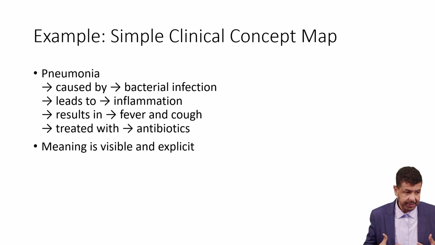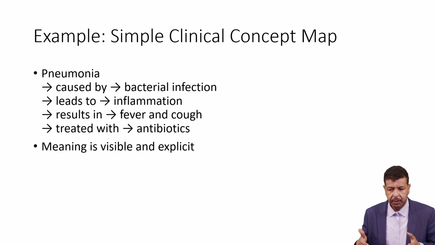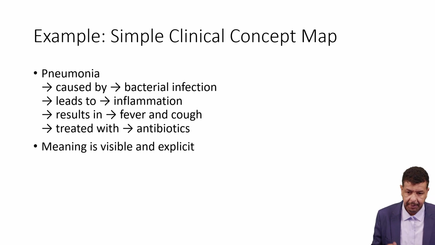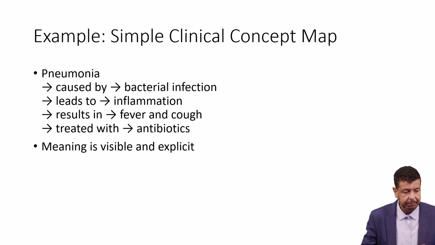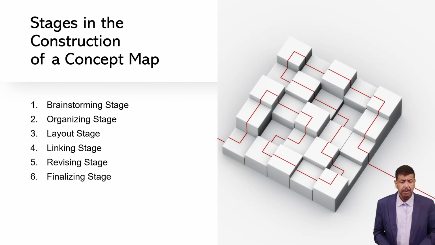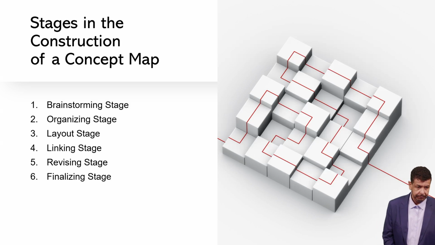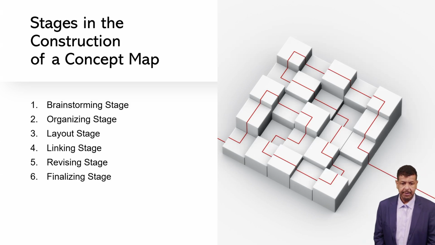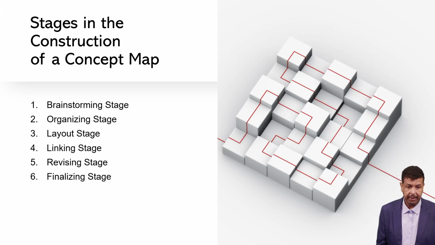And as I started talking about brainstorming, let's go into detail about the stages in the construction of the concept map. There are six stages. Please bring a paper and pen and write them down and go through each step so that you can consider this carefully while developing your concept map. The first stage is brainstorming, then the organizing stage, layout stage, linking stage, revising stage, and finalizing stage.